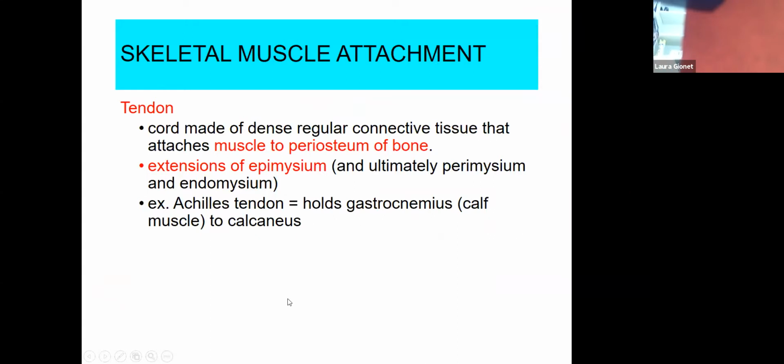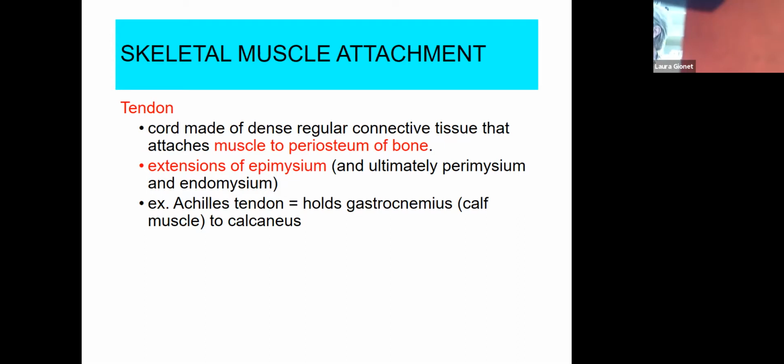Tendons are cords of dense regular connective tissue, and so are the ligaments. The ligaments connect bone to bone. Tendons connect muscle to bone. Right? That ultimately connect to that periosteum. Remember, we looked at the outer connective tissue layer, that membrane of bone. We said it's a good surface for muscles to attach to, or the tendons of these muscles. Right? They are extensions of the epimysium.